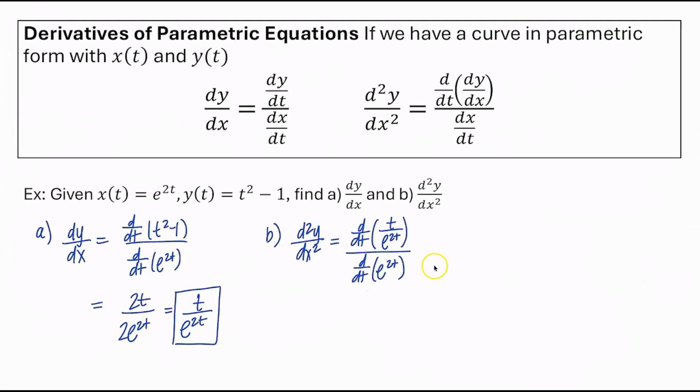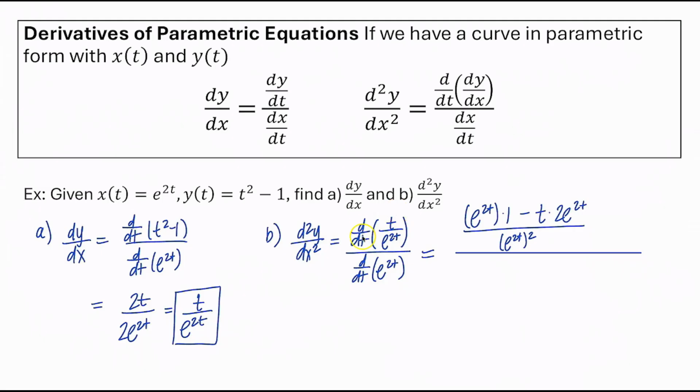All right, so this is going to be a little uglier. Here, I'm going to go ahead and do the quotient rule. So in the numerator, I'm going to have the bottom function, e to the 2t, times the derivative of t, 1, so we have low d high, minus the top function t, times the derivative of the bottom, so that was a chain rule, 2e to the 2t. So minus high d low, and then all over the bottom squared, e to the 2t squared.